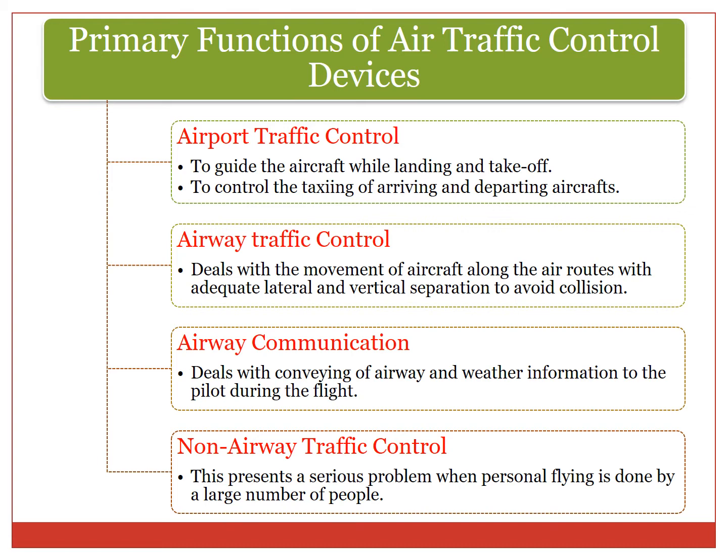Next is the airway traffic control. This deals with the movement of aircraft along the air routes with adequate lateral and vertical separation to avoid collisions. This is particularly needed when visibility is poor. The third is the airway communication. It deals with conveying of airway and weather information to the pilot during the flight.